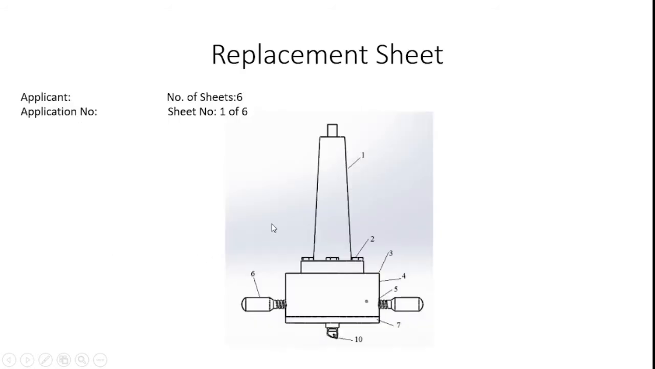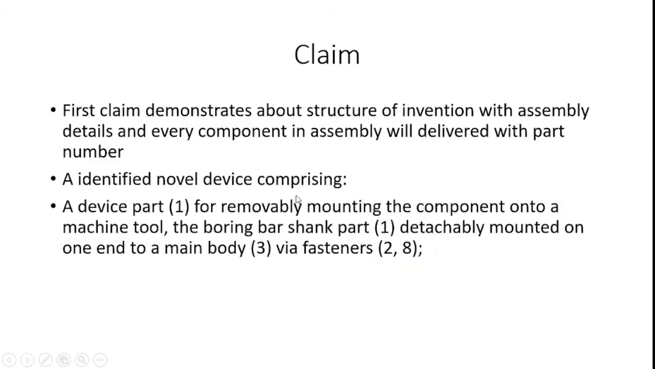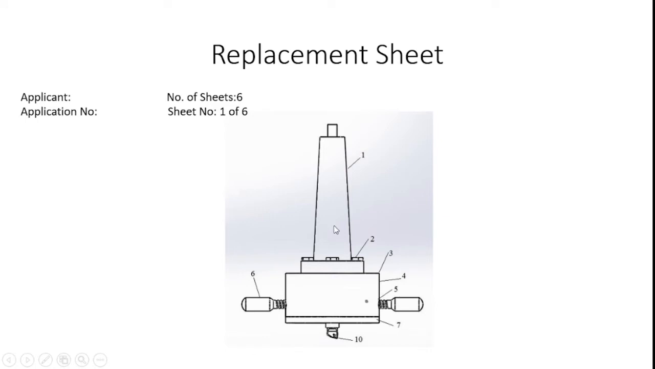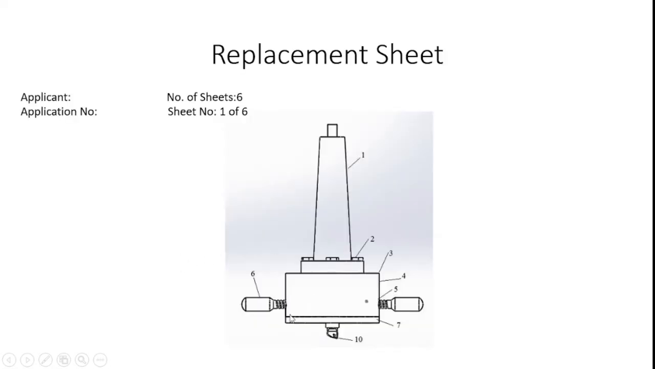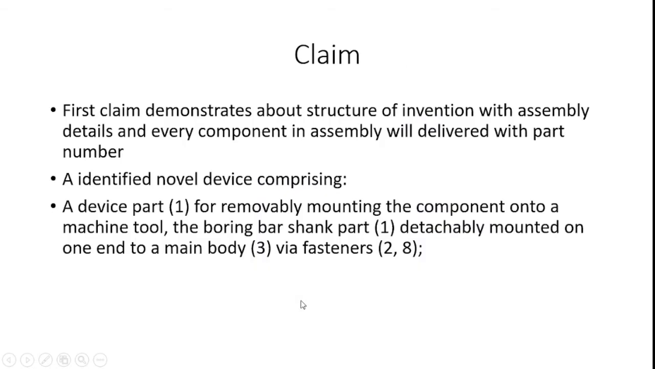Which has the part 1. The part 1 is named as shank, so the boring bar shank part 1 detachably mounted on one end. Here you see which is detachable, I can remove it from the main body, so I utilize the word detachable. So detachably mounted on one end to a main body. Here you see the third part is the main body, so I can write detachably mounted on one end to a main body.